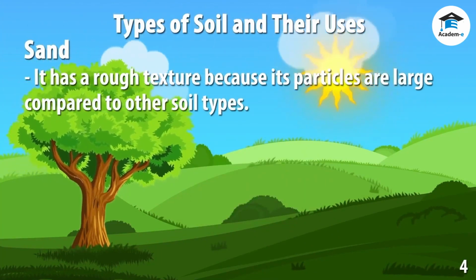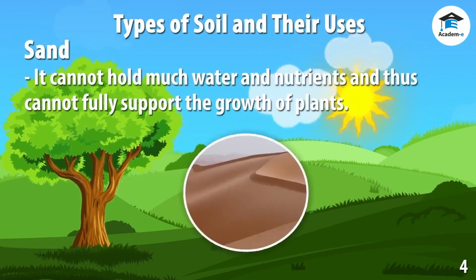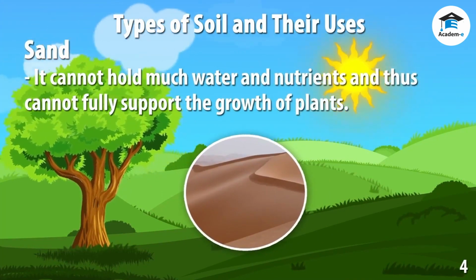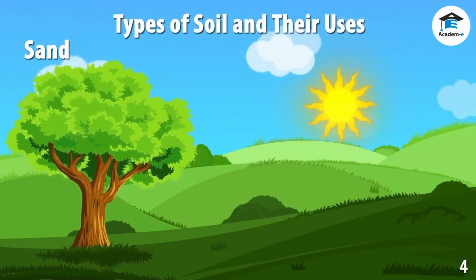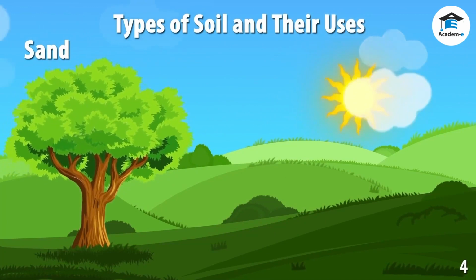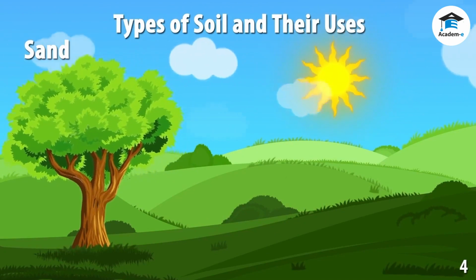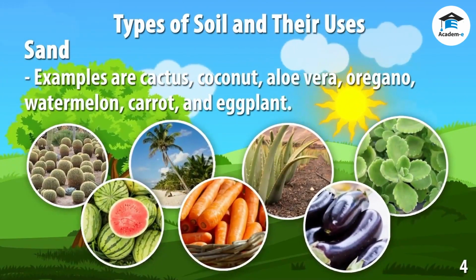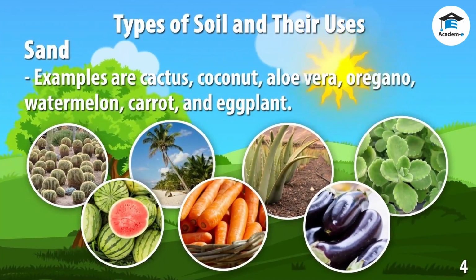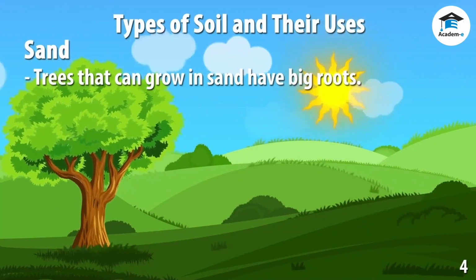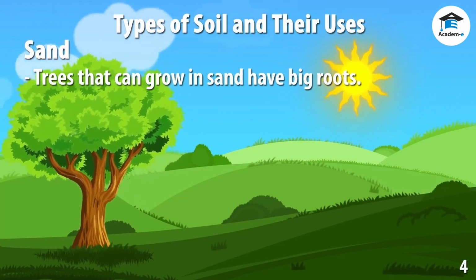It is rough because its particles are large compared to other soil types. Because of its particle size, sand cannot hold much water and nutrients and thus cannot fully support the growth of plants. Plants that can survive in sandy soil are those that can hold and store enough water and nutrients in their systems. Some of these plants are cactus, coconut, aloe vera, oregano, watermelon, carrot, and eggplant. Moreover, trees that can grow in sand have big roots that allow them to hold as much of the available water and nutrients.